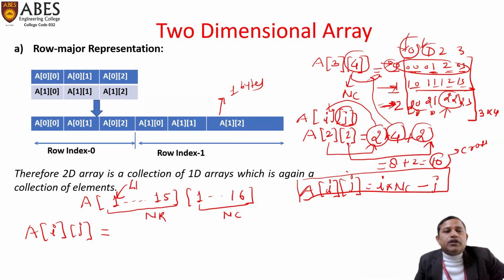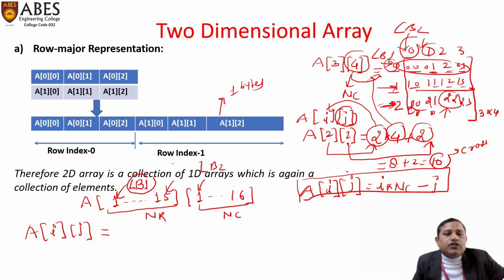So assume that the starting index of row is represented as lower bound 1 and the starting index of column is lower bound 2. This one is lower bound 2 and this is lower bound 1. In the general case, the matrix is not started with index 0, it can start with any index. The starting index of row is lower bound 1, the starting index of column is lower bound 2, the last index of row is upper bound 1, and the last index of column is upper bound 2. Then what will be your formula is simple.